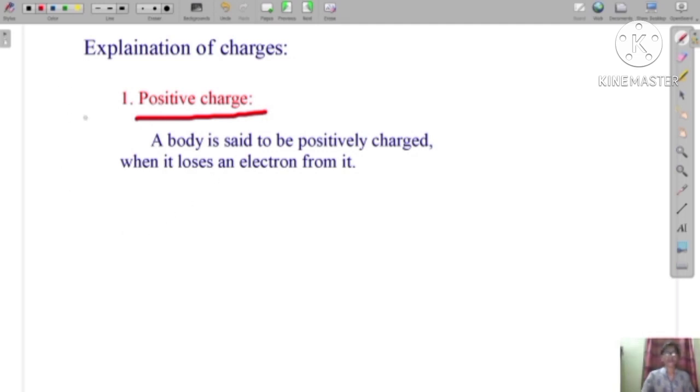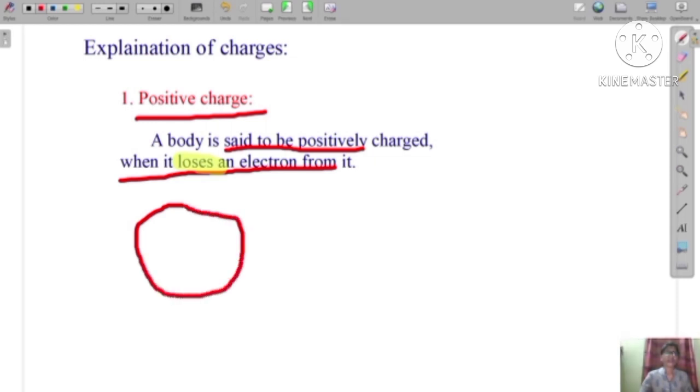You can see here. A body is said to be positively charged when it loses an electron from it. A body is going to be said as positively charged only when it loses. You have to remember, loses. So for an example, we will consider one body.